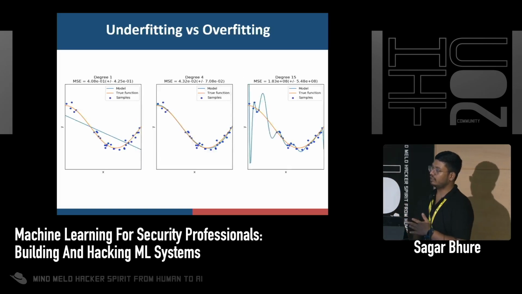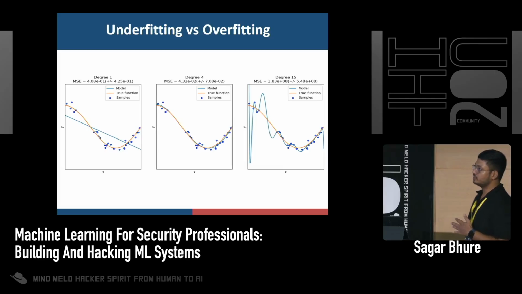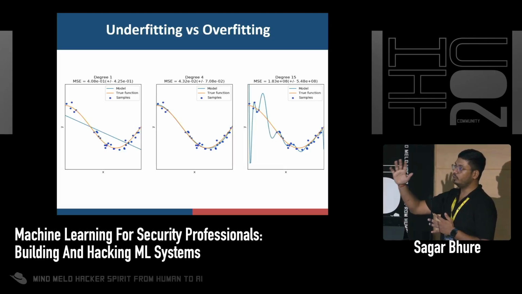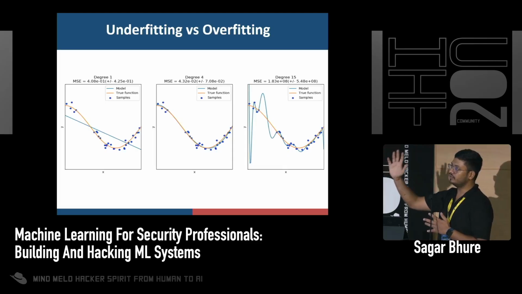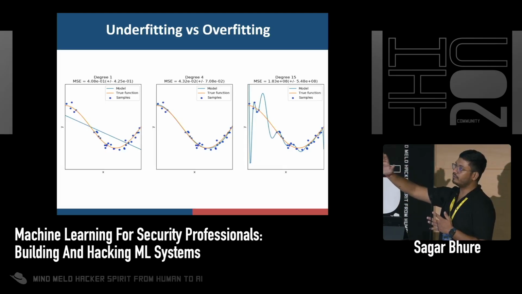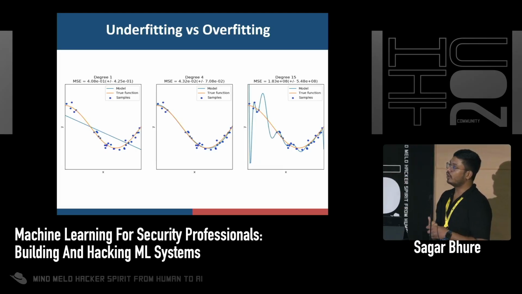So these are the three examples where I had three graphs with blue points, and I'll try to fit a line predicted by a model, which is shown in blue, and which is a true function line shown in orange. Now, on the left side, you have underfitting. Underfitting is where your line does not cover all the points in the graph. On the rightmost side, it's called overfitting. Overfitting is when your line fits all the blue points.